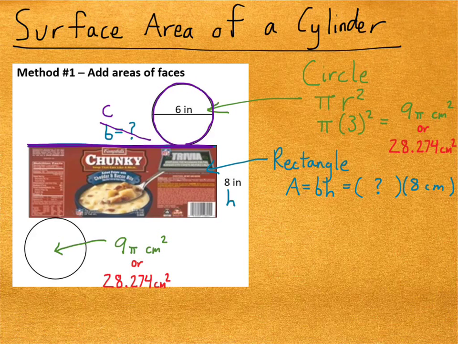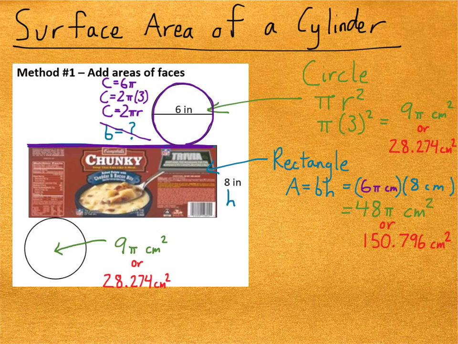So instead of thinking about it as the base, think about it as the circumference. Okay, so what's the formula for circumference? Well, that's 2 pi r. The radius is 3, so that means the circumference is 6 pi. That's the length of the base of the rectangle, because it must fit around the can. So if I multiply 6 pi centimeters times 8 centimeters, I would get 48 pi centimeters squared. If I wanted it as a decimal, that would be 150.796.